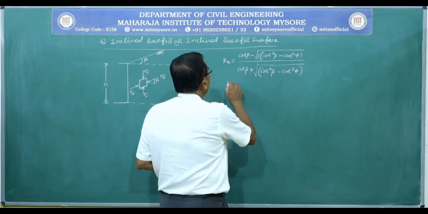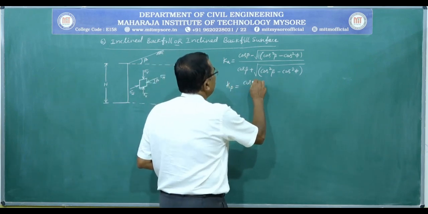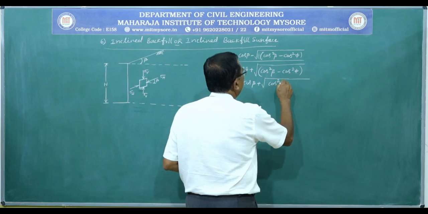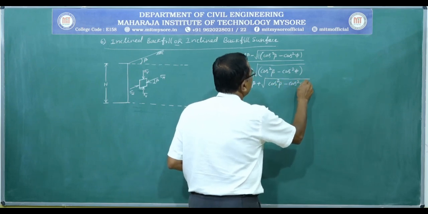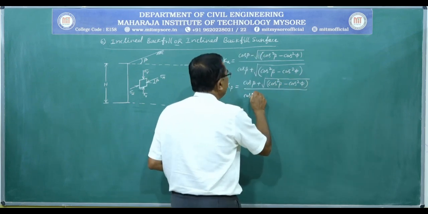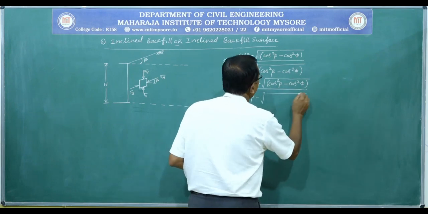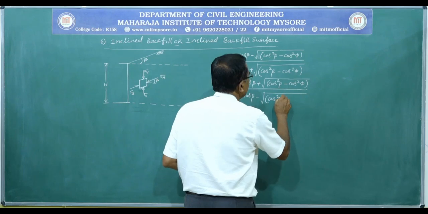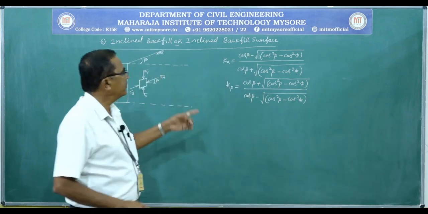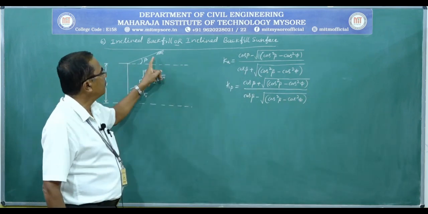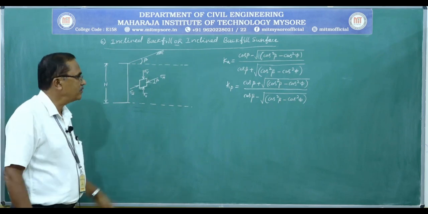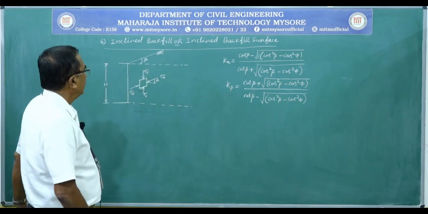Similarly, Kp is equal to cos beta plus root of cos square beta minus cos square phi, divided by cos beta minus root of cos square beta minus cos square phi. So the coefficients of active and passive earth pressure can be calculated by incorporating the surcharge angle in addition to the angle of internal friction. This will take care of it.